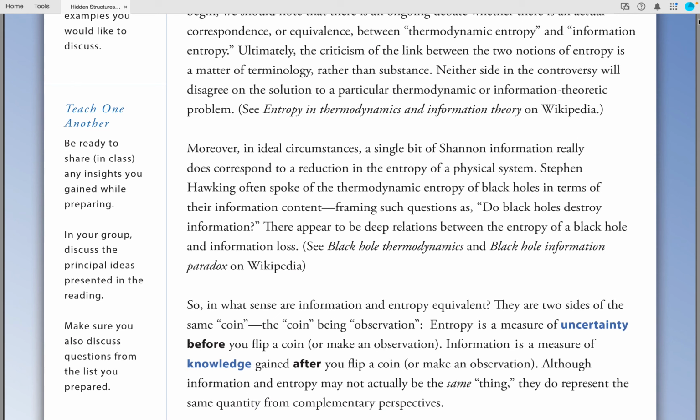They are two sides of the same coin. The coin being observation. Entropy is a measure of uncertainty before you flip a coin or make an observation. Information is a measure of knowledge gained after you flip a coin or make an observation. Although information and entropy may not actually be the same thing, they do represent the same quantity from complementary perspectives.